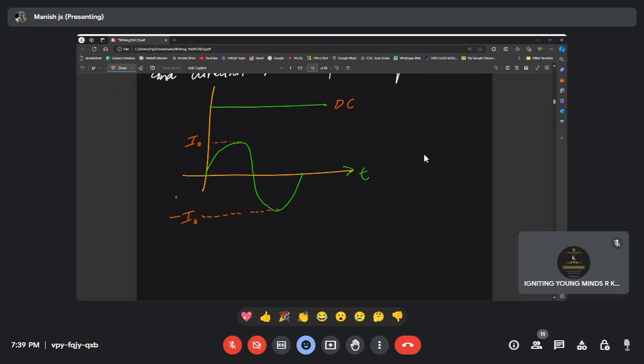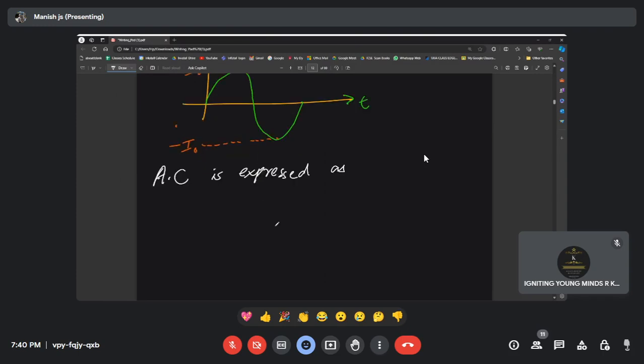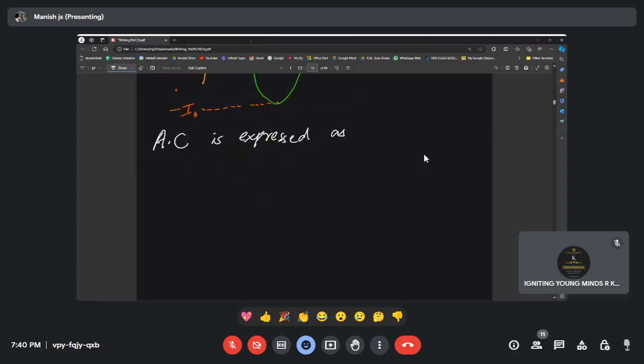Now we are going ahead. How are we going to represent alternating current? What is the representation of alternating current? How can we express it? That is what we are going to see. Okay, so AC, alternating voltage, is expressed as V is equal to V naught sine omega t.